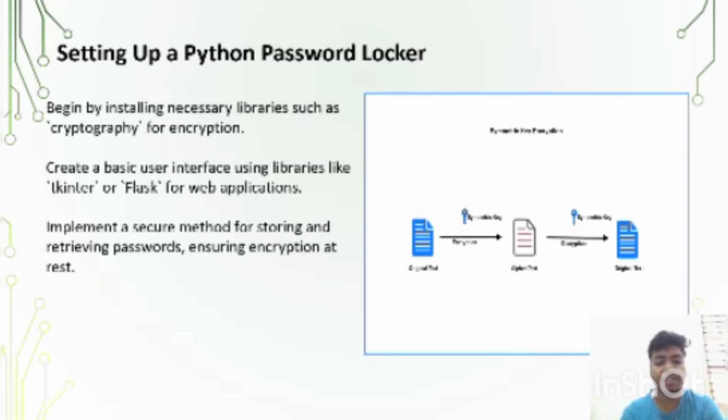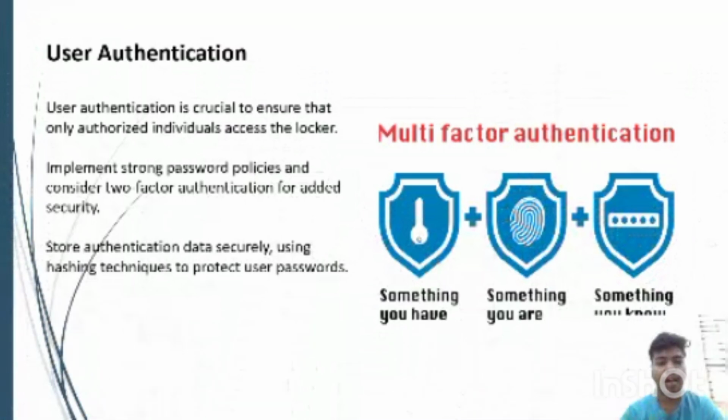Implement a secure method for storing and retrieving passwords, ensuring encryption at rest. Authentication: user authentication is crucial to ensure only authorized individuals access the locker. Implement strong password policies and consider two-factor authentication for added security. Store authentication data securely using hashing techniques. Hashing is a technique that uses a mathematical function to convert given data into a fixed-length output, or hash value, to protect the user password. Here we have multi-factor authentication. We can open by password, by fingerprint, or by voice recognition.